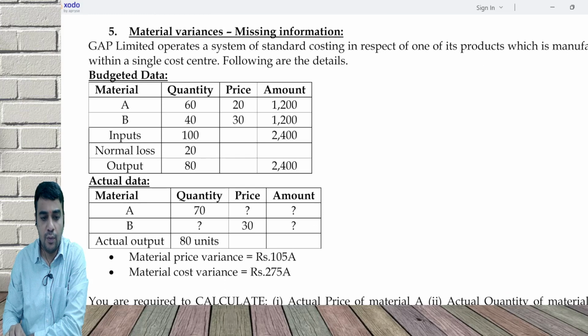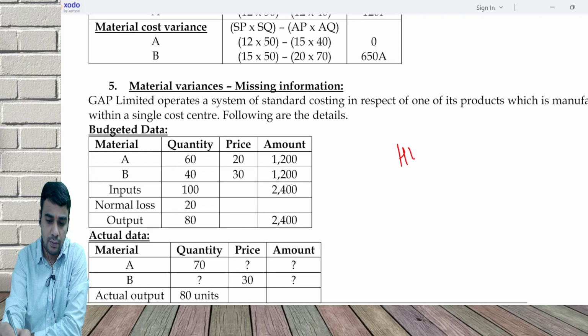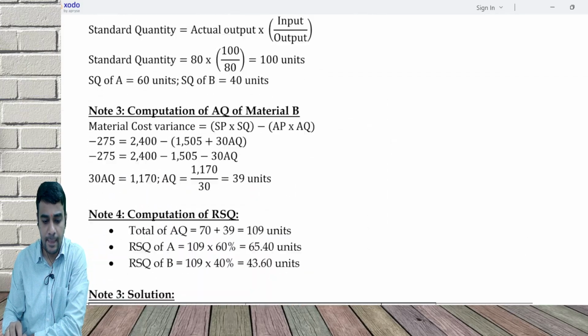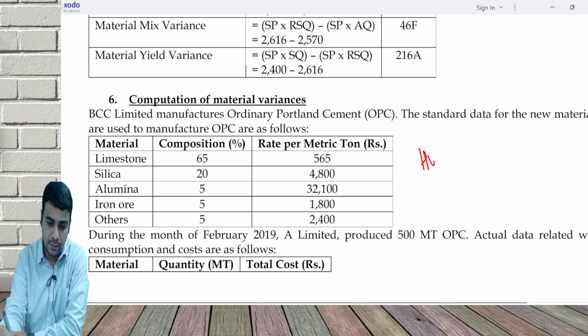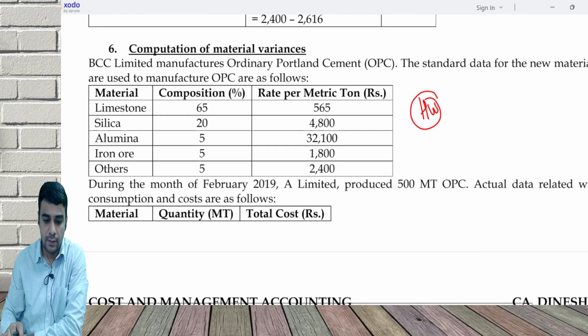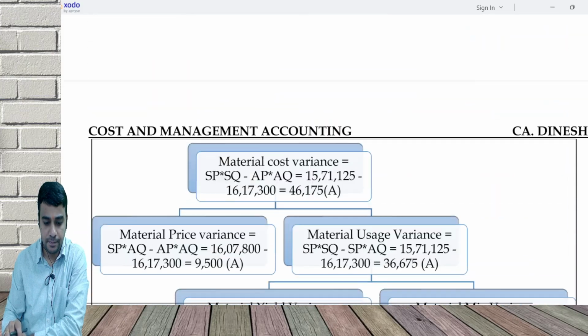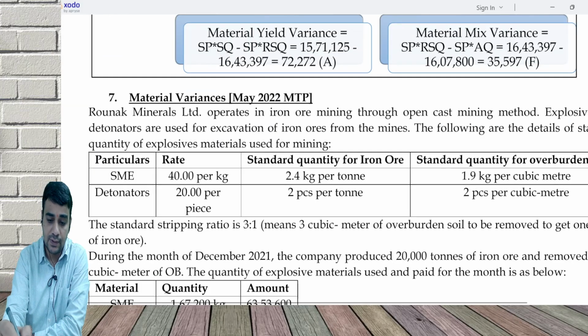Question 5 is homework. It's a reverse working problem. 6 is homework. 7 as well as homework. All these are on material variances.